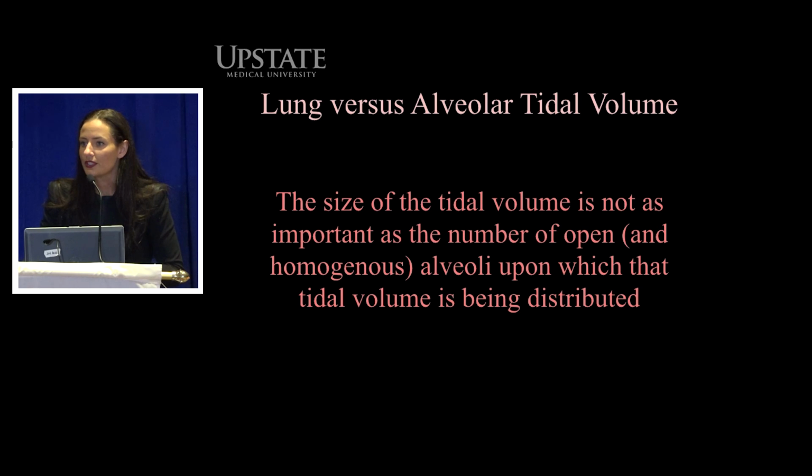And so this shows that really the whole lung tidal volume is not as important if we're not considering the alveoli upon which that tidal volume is being distributed. If you have a collapsed lung and you're distributing a low tidal volume, you won't necessarily have a low alveolar strain. And similarly, if you have a nice, open, recruited, homogeneous lung and you distribute a large tidal volume on top of it, you could still end up with a smaller alveolar tidal volume.